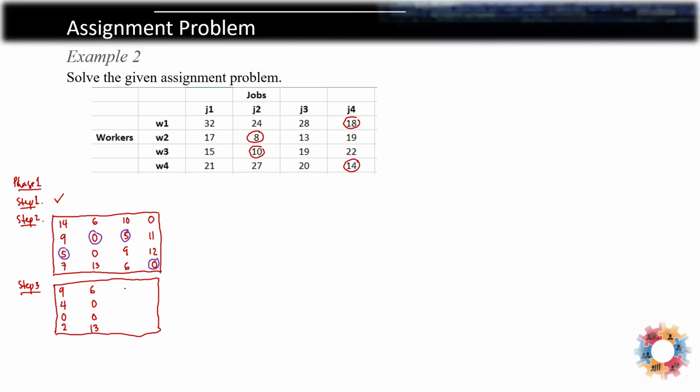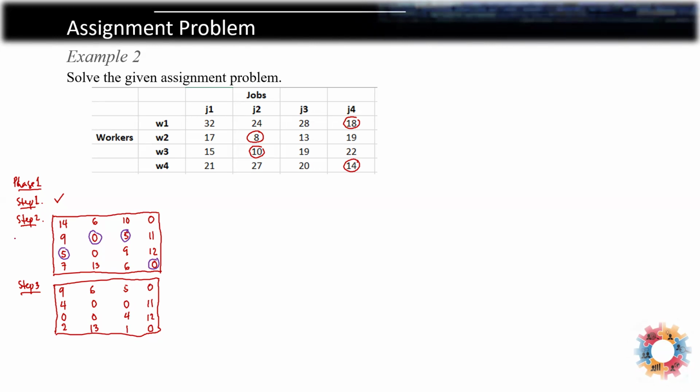In the third column, we have 5 as the smallest. So 10 minus 5 is equal to 5. 5 minus 5 is 0. 9 minus 5 is 4. 6 minus 5 is 1. Then we have 0 as the smallest, so nothing will change here: 0, 11, 12, and then 0. So we're done with the column reduction.